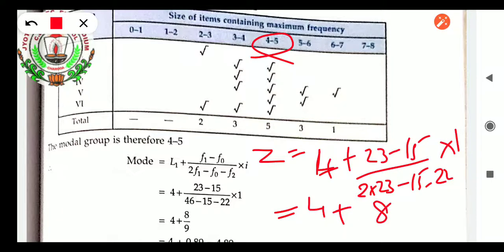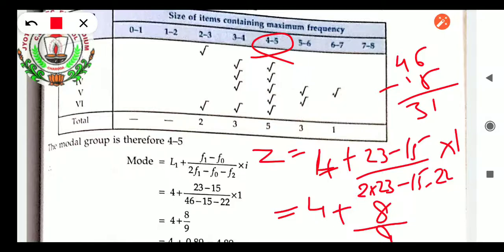That will be 8. Yes, it will be 8 into 1, it will be 8 only. We will not multiply. 2 into 23 is 46. 46 minus 15 is 31. 31 minus 22, that will be 9. Okay, so we got 9.